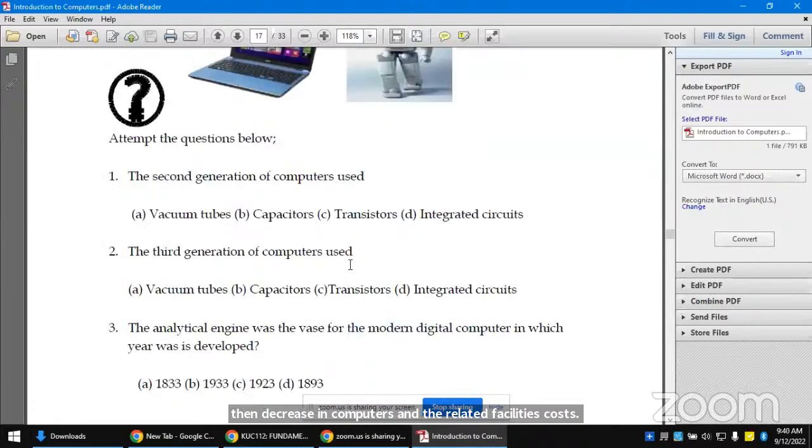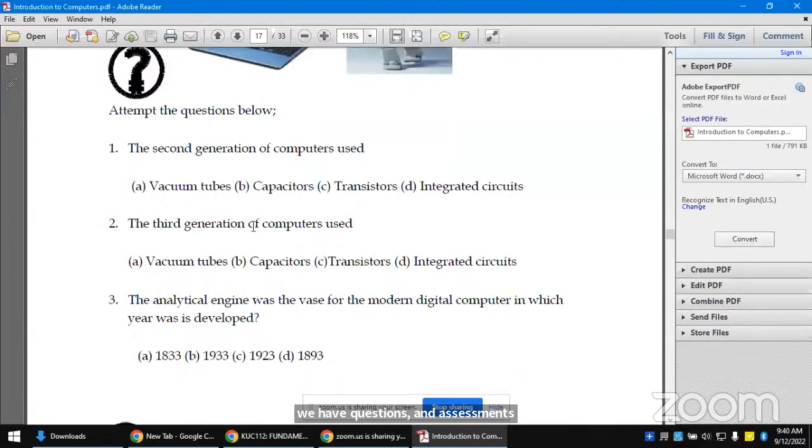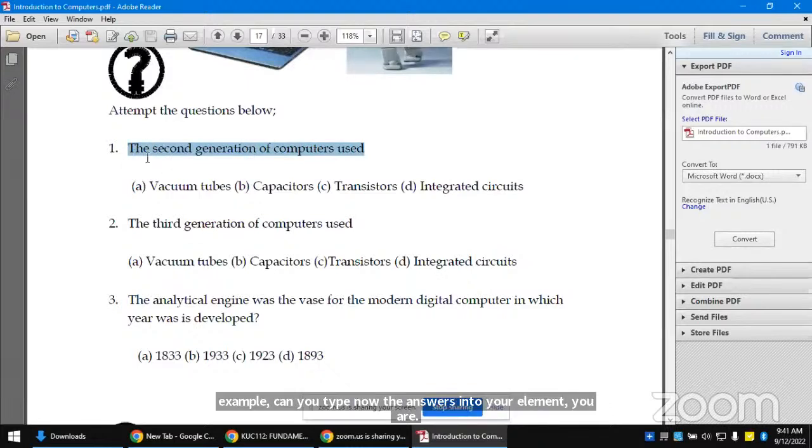The other thing is that I know at the end of every course, as you are in the LMS, note that we have questions and assessment. So I'll not dwell on the assessment, but maybe I can just answer for you. The first question is, for example, can you type the answers now into your LMS, your Zoom? Can you just type the answer?